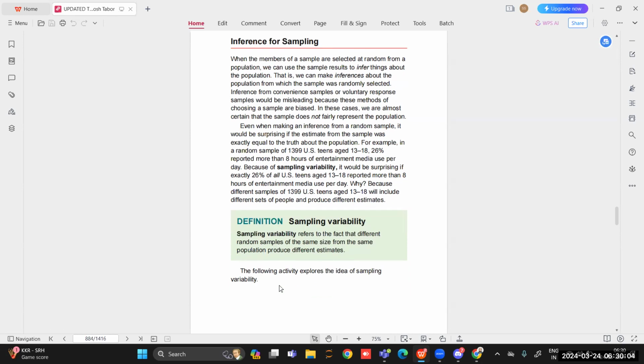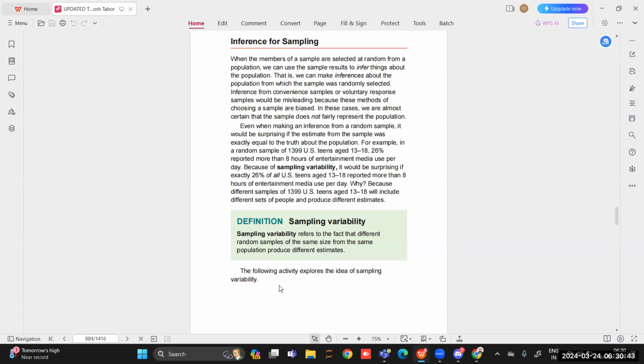Even when making an inference from a random sample, it would be surprising if the estimate from the sample was exactly equal to the truth about the population. For example, in a random sample of 1399 US teens age 13 to 18, 26% reported more than 8 hours of entertainment media use per day. That means 26% of students were using more than 8 hours of their cell phones or any entertainment social media app. Because of sampling variability, it would be surprising if exactly 26% of all US teens aged 13 to 18 reported more than 8 hours of entertainment media use per day.